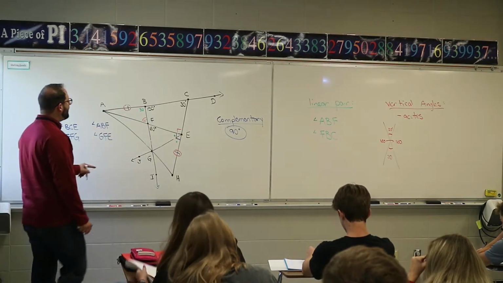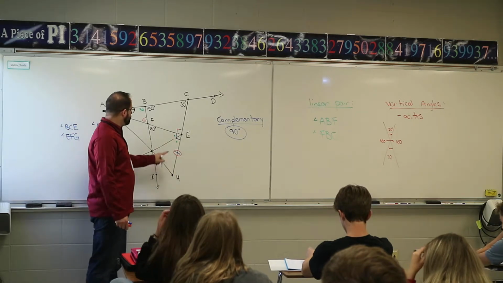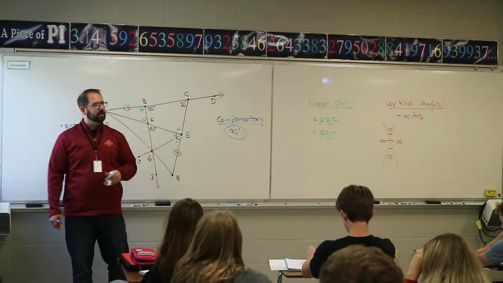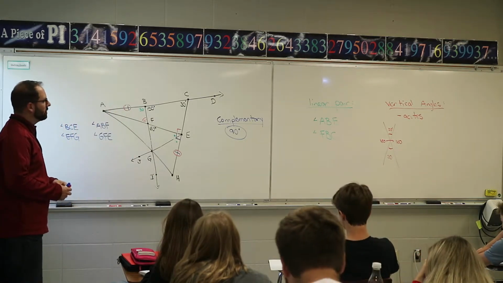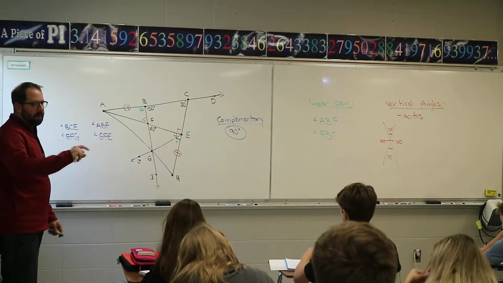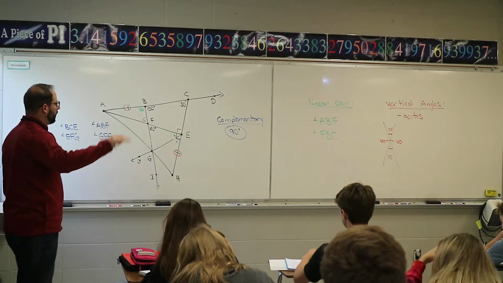So I could have said FEG, that's this one, and GEH. Those would be complementary as well, because you can see that they're adding to make the 90-degree marker, the perpendicular symbol. Okay, does that help? So, good examples. Thank you for all the volunteers so far.